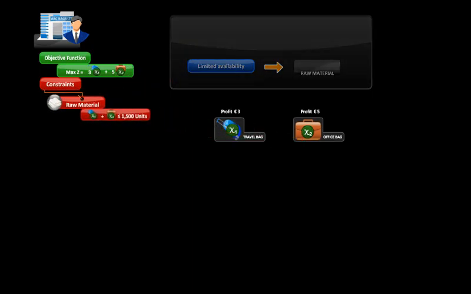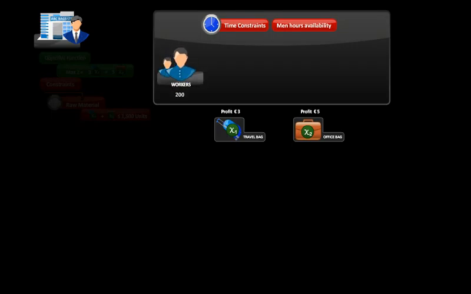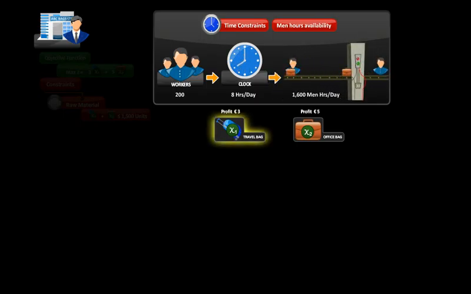Let us see one more constraint for manufacturing. Time constraints. There are 200 workers. Each worker works for 8 hours a day. So, there are a total of 1,600 man-hours available per day.